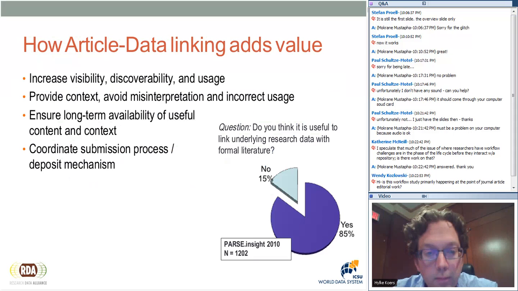This is a slide that I took from a study that was done by Parse Insight in 2010, just to support this idea that linking up articles and data makes a lot of sense and it adds a lot of value. There was a big survey amongst more than 1,000 researchers where they asked the question, do you think it's useful to link your data with the published literature? And more than 80% of the respondents said yes. And also, I think that makes a lot of sense because in many ways, organizing the data in the data repository adds a lot of value. But at the same time, it makes sense to have that immediate connection to the articles that are related to the data.